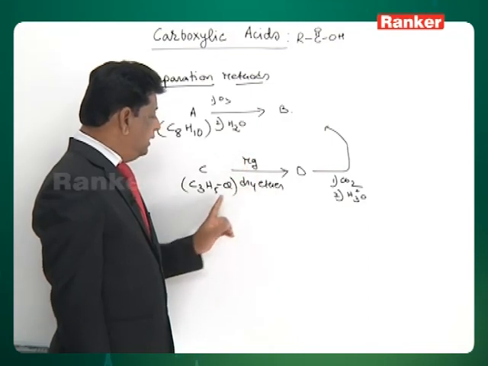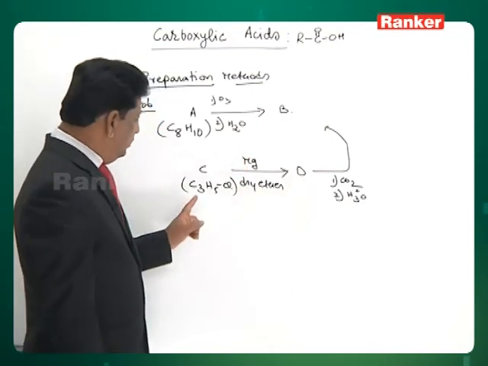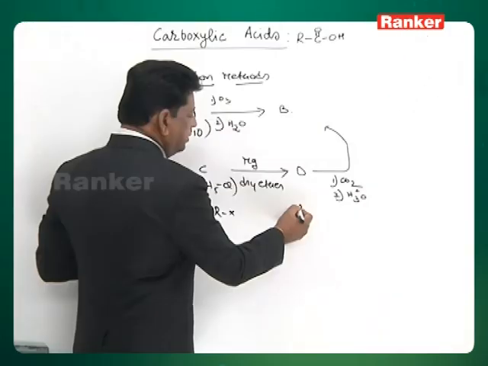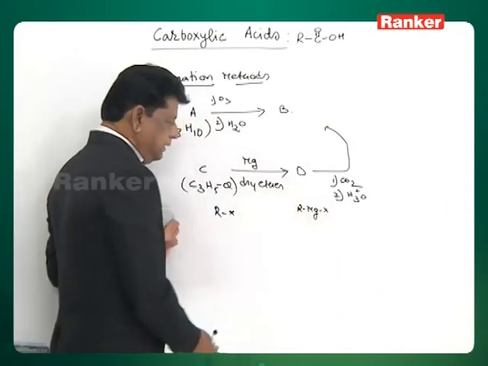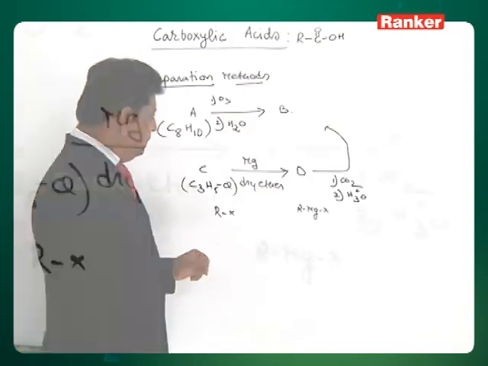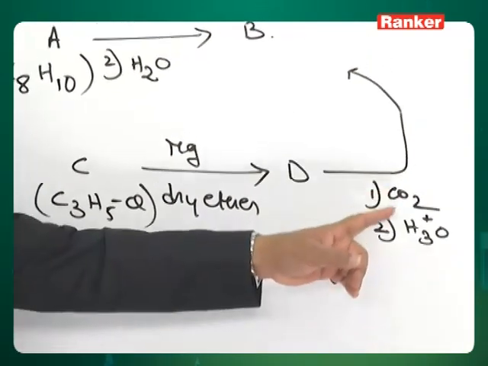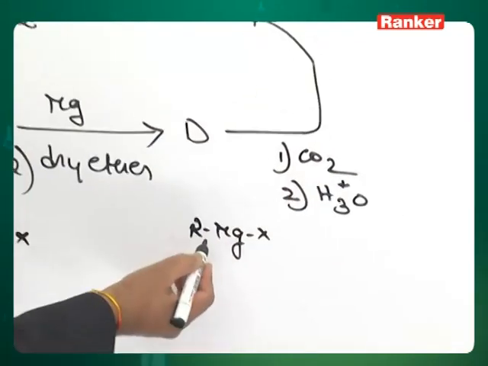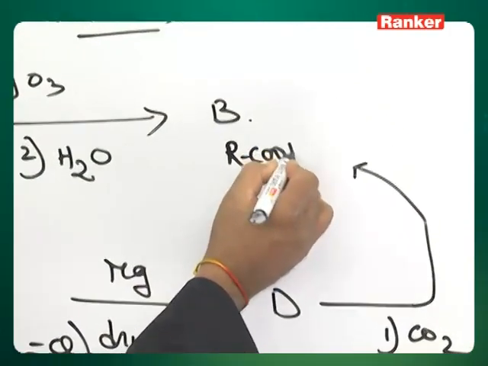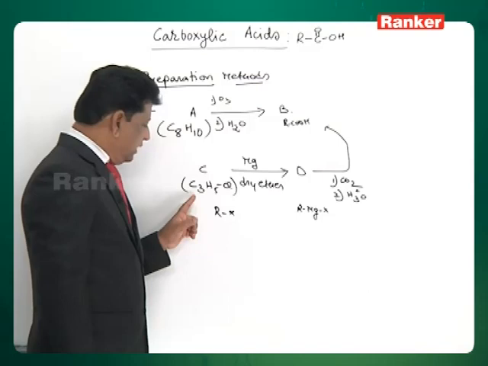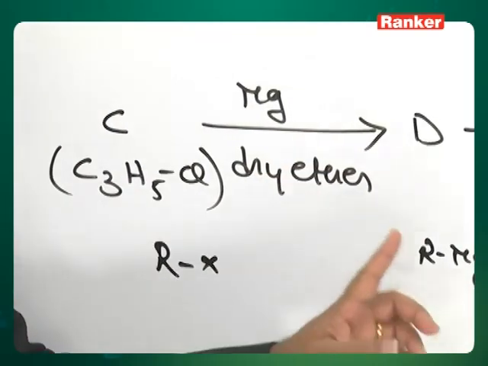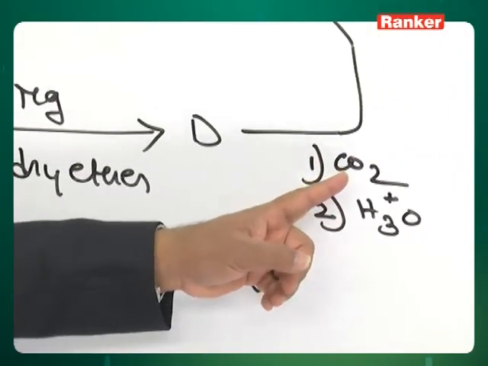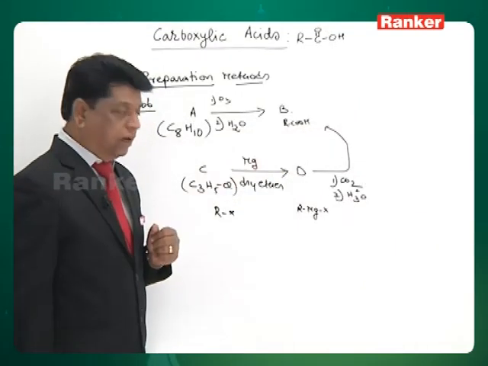Treating with magnesium in dry ether, C converts into D. So, if this is an RX, then with magnesium what comes is RMgX. As I said in the fourth method, the RMgX on reaction with CO2 followed by hydrolysis will give the RCOOH. So, that is how this carbon is introduced into the compound, and B will become an RCOOH. The R which we have taken has become RMgX, that is Grignard reagent, which is treated with CO2 followed by hydrolysis to give a carboxylic acid.